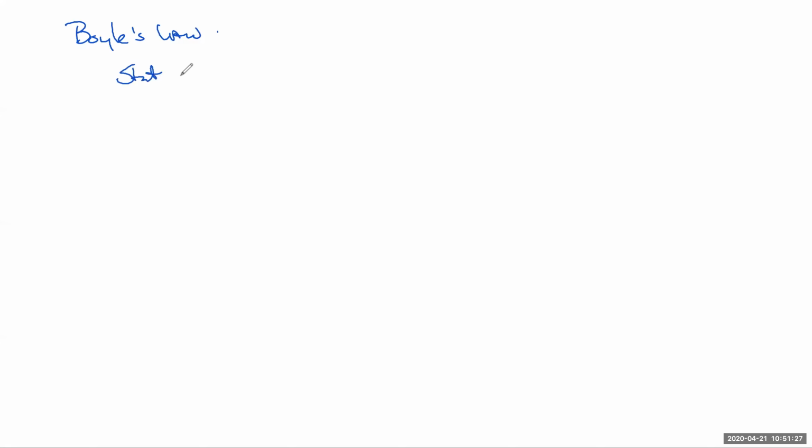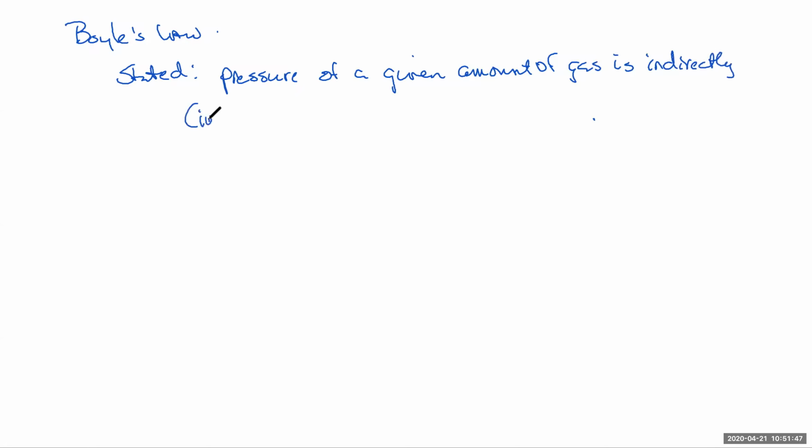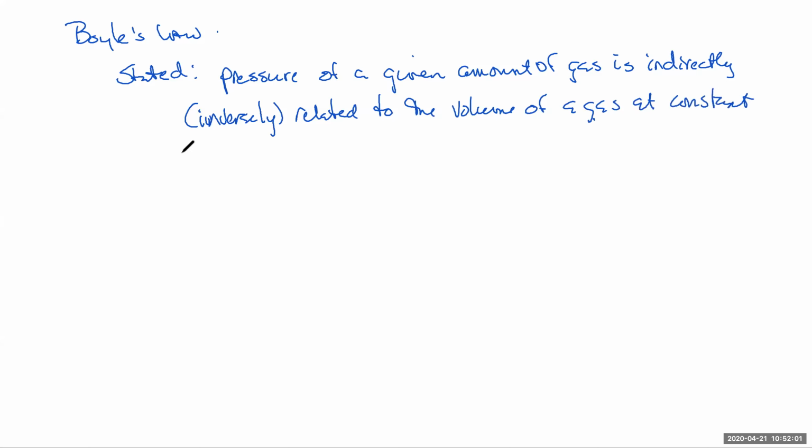Boyle's law states that the pressure of a given amount of gas is indirectly, or inversely, if you like that word better, related to the volume of a gas at constant temperature. So this law is saying if you hold temperature constant, what happens to volume and pressure?